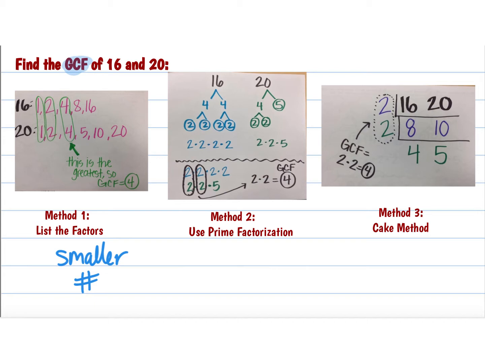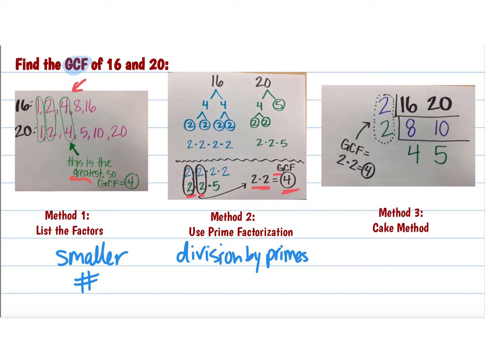Method 2 is using prime factorization. Here it's using a factor tree. You could also use division by primes, and then use the prime numbers to tell what the common factor is. In the previous method, we just circle the ones that are in common until we find the greatest one. In this method, you list all your primes, find the primes you have in common, and multiply them back together.